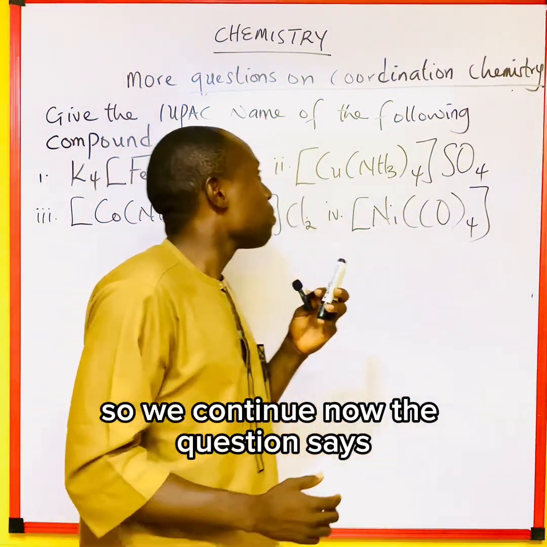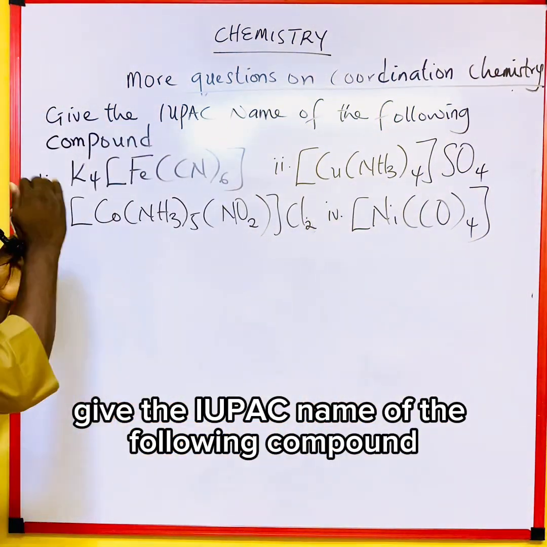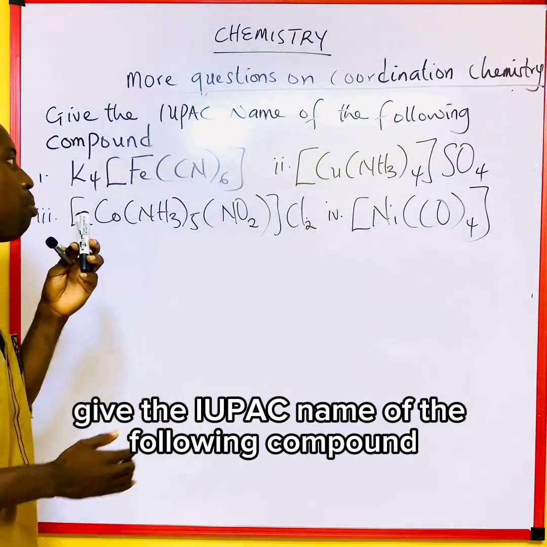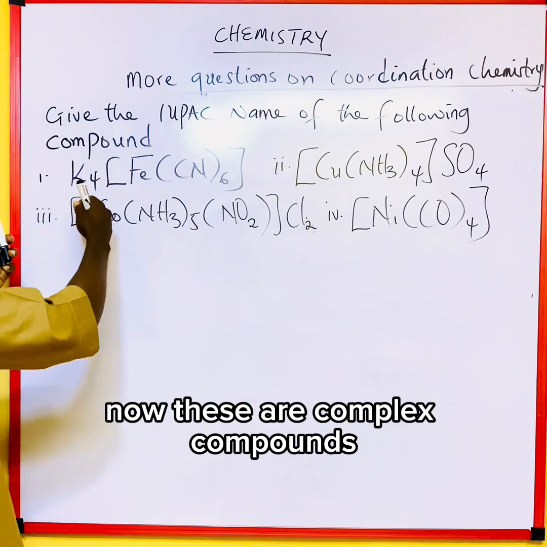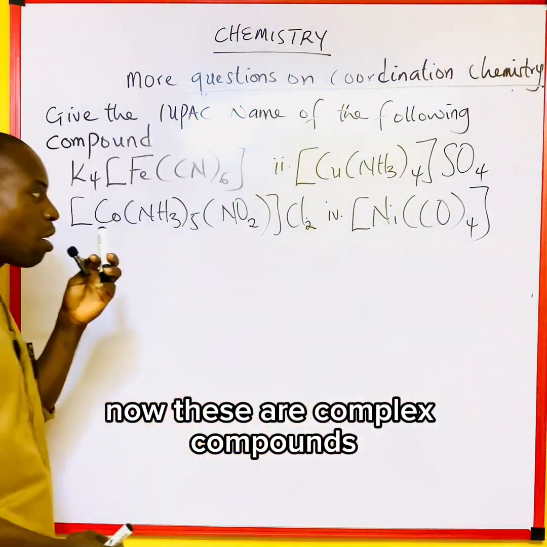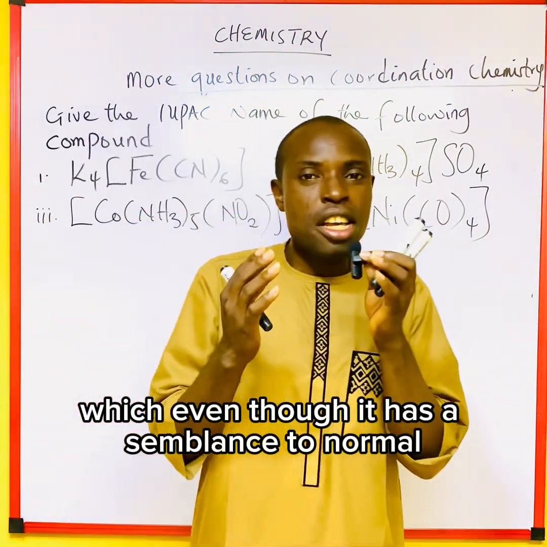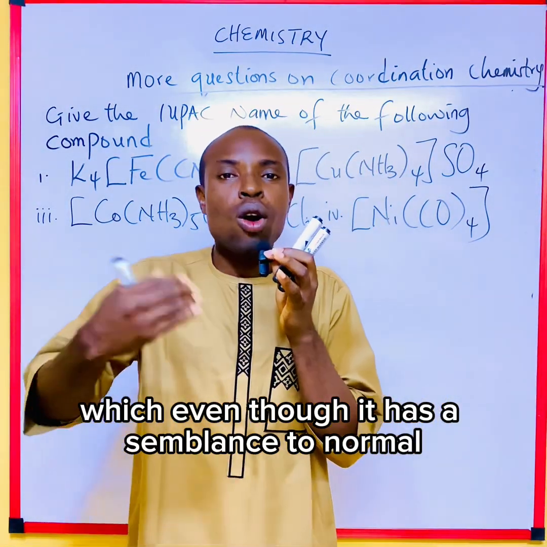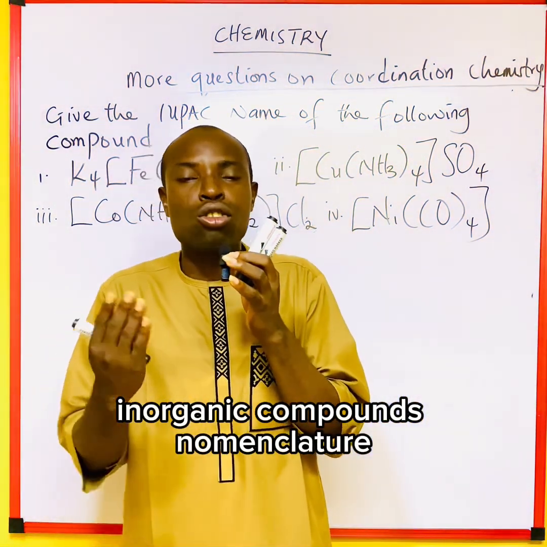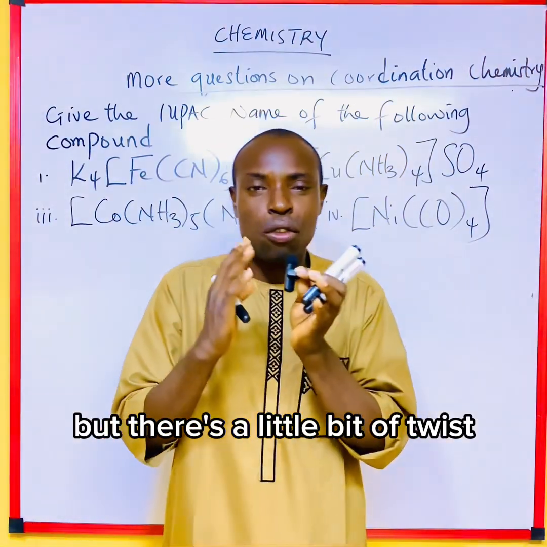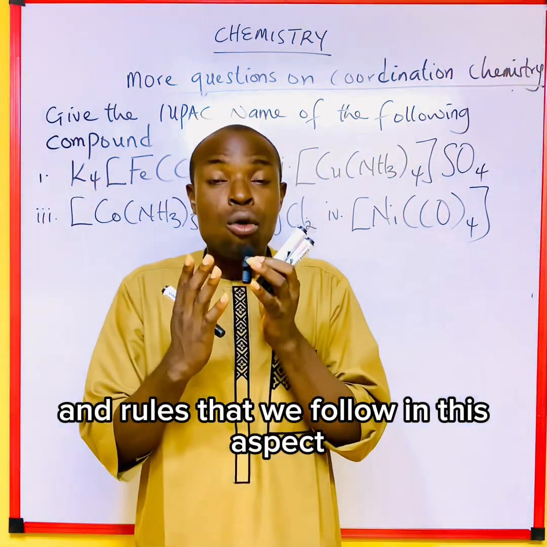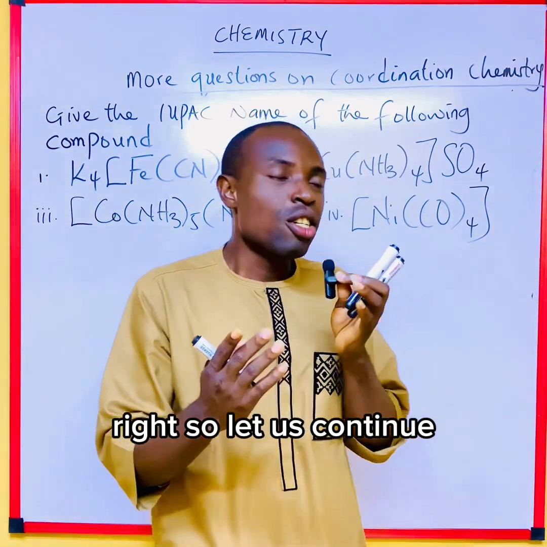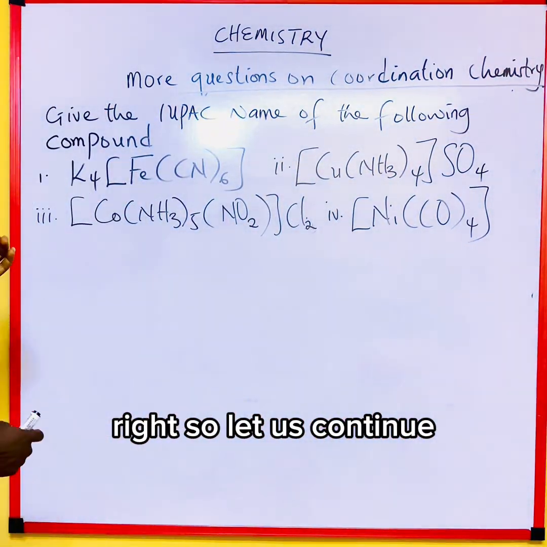So we continue. Now the question says, give the IUPAC name of the following compound. Now these are complex compounds, which even though they have a semblance to normal inorganic compound nomenclature, there's a little bit of a twist and rules that we follow in this aspect. Right? So let us continue.